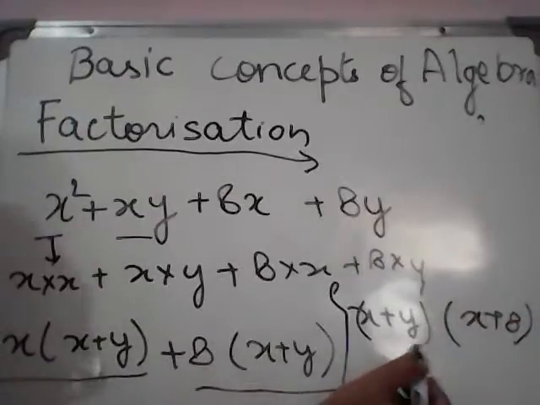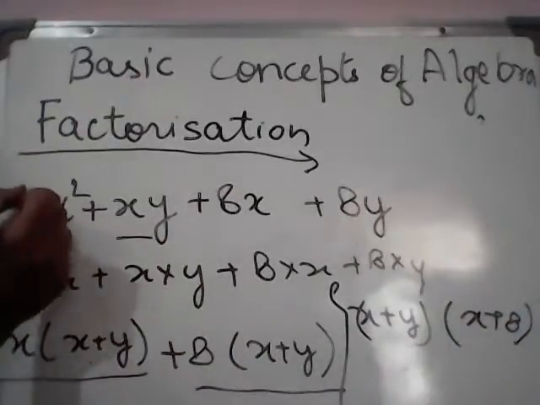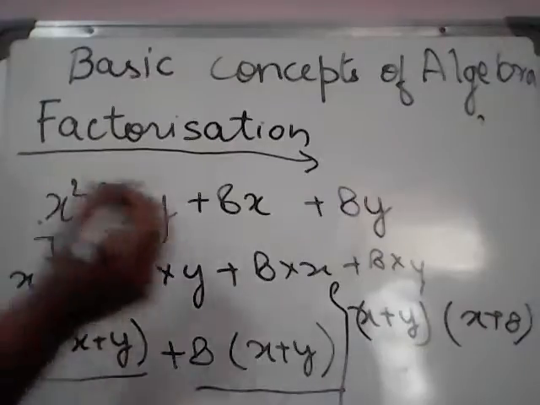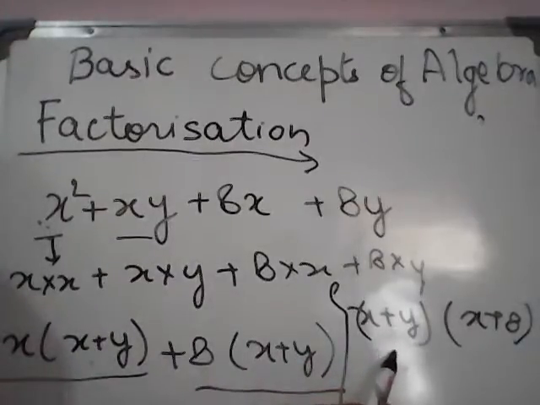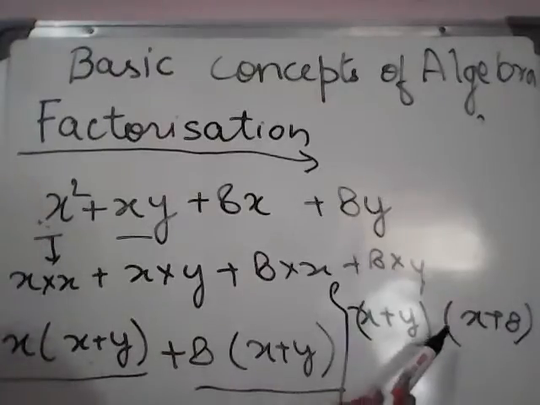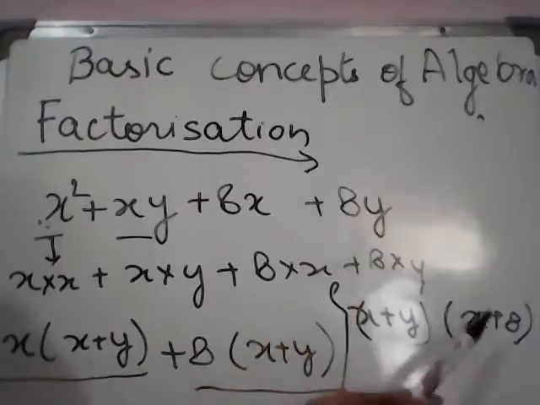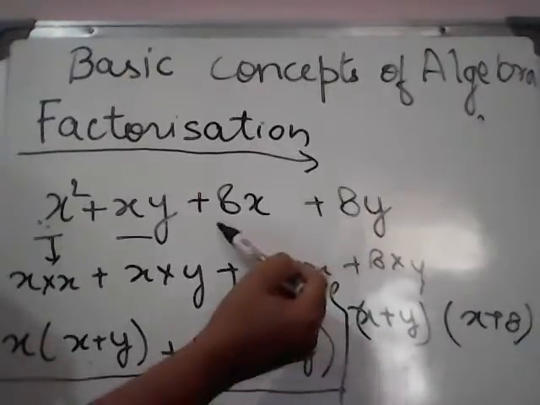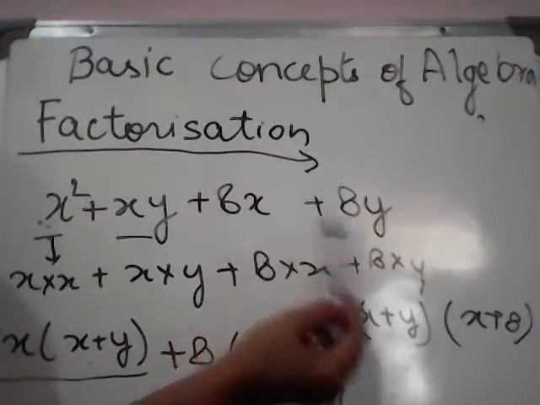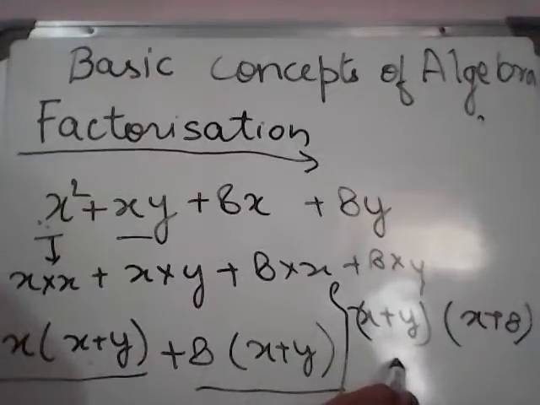So these are the two factors of this expression. So we have converted this expression into two factors. When we divide this expression by x plus y, we get zero remainder, and when we divide it by x plus 8, we do not get any remainder either. So these are the two factors of this expression. This we have done by the regrouping method.